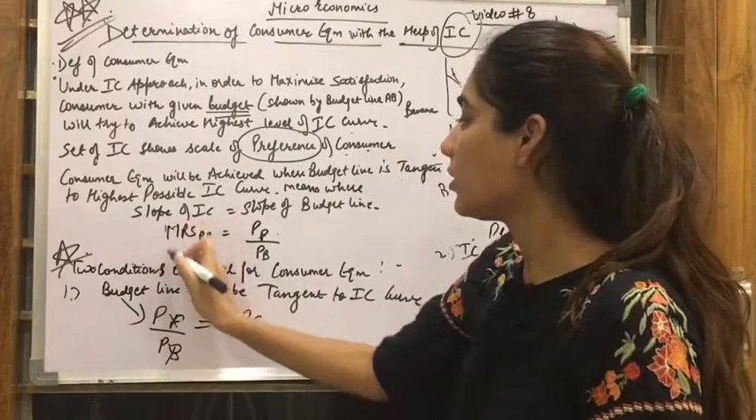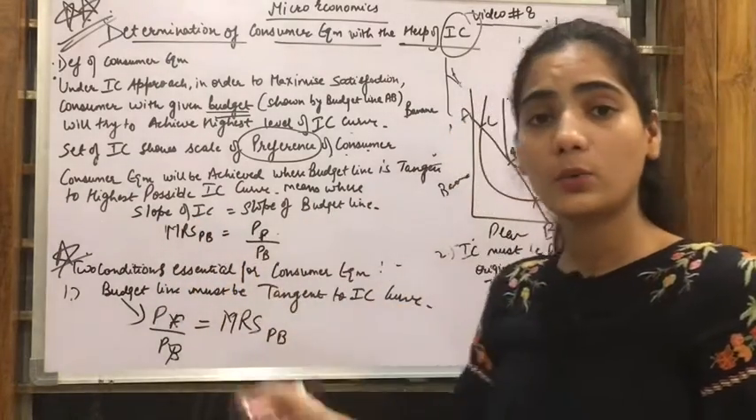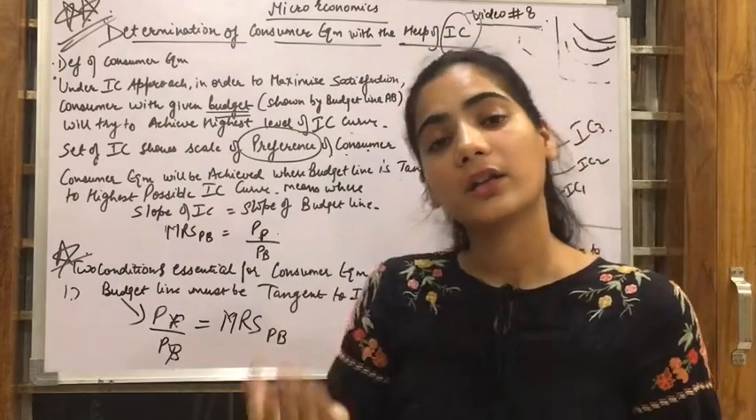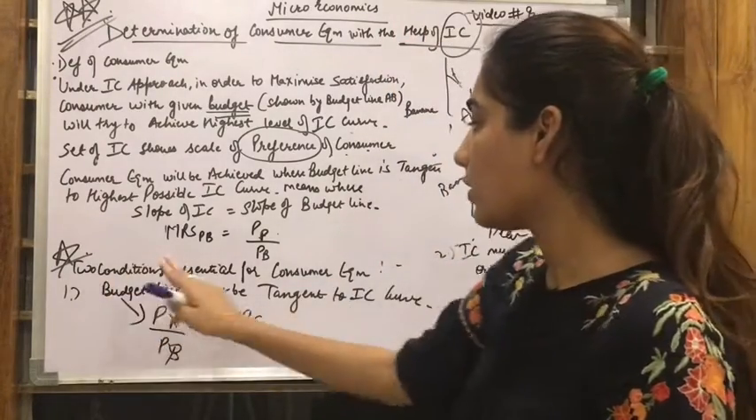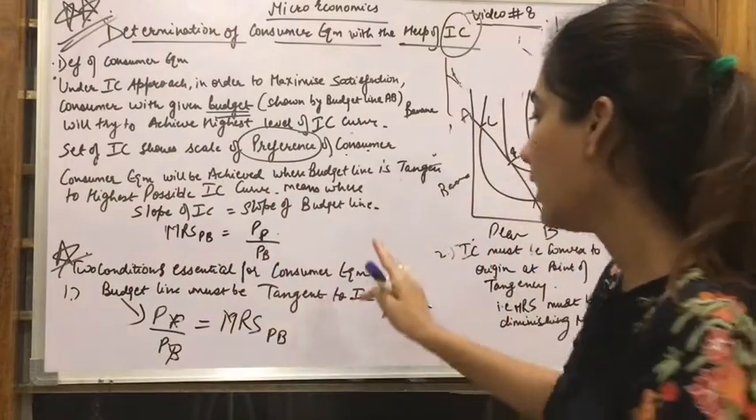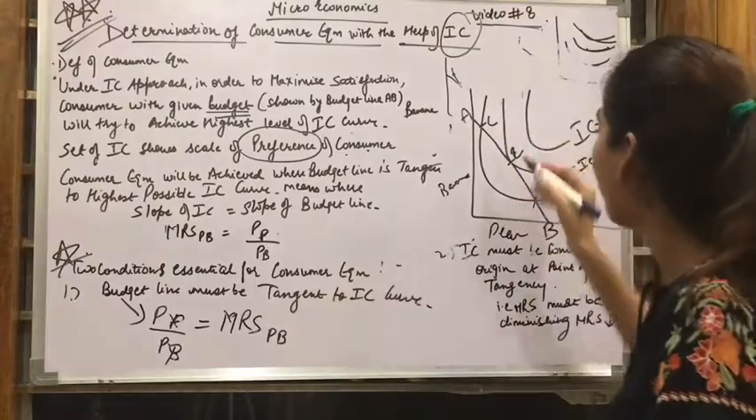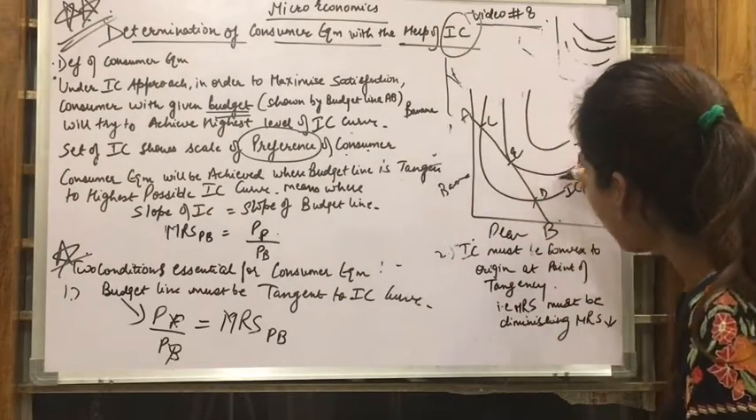So this situation should come equal. Only then we can have the consumer equilibrium determination under the IC curve. Now there are two conditions which are very essential for the consumer equilibrium. First is the budget line must be tangent. Budget line must be tangent to the IC curve.